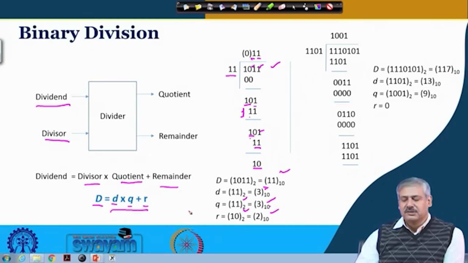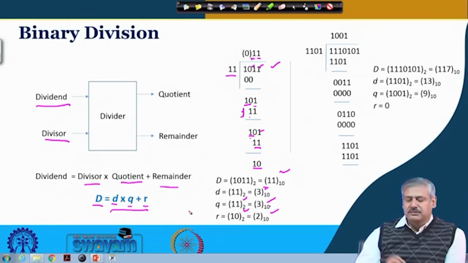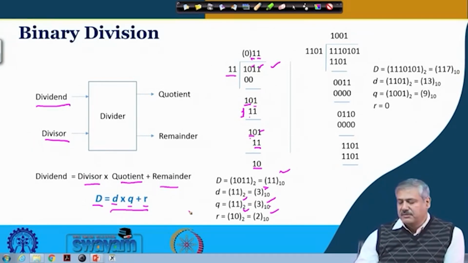Is it okay? So that was a 4-bit number getting divided by a 2-bit number. If you take an example a bit bigger, this is a 7-bit number getting divided by a 4-bit number, okay. So in the first case you take 1, so basically 1 1 0 1 here.